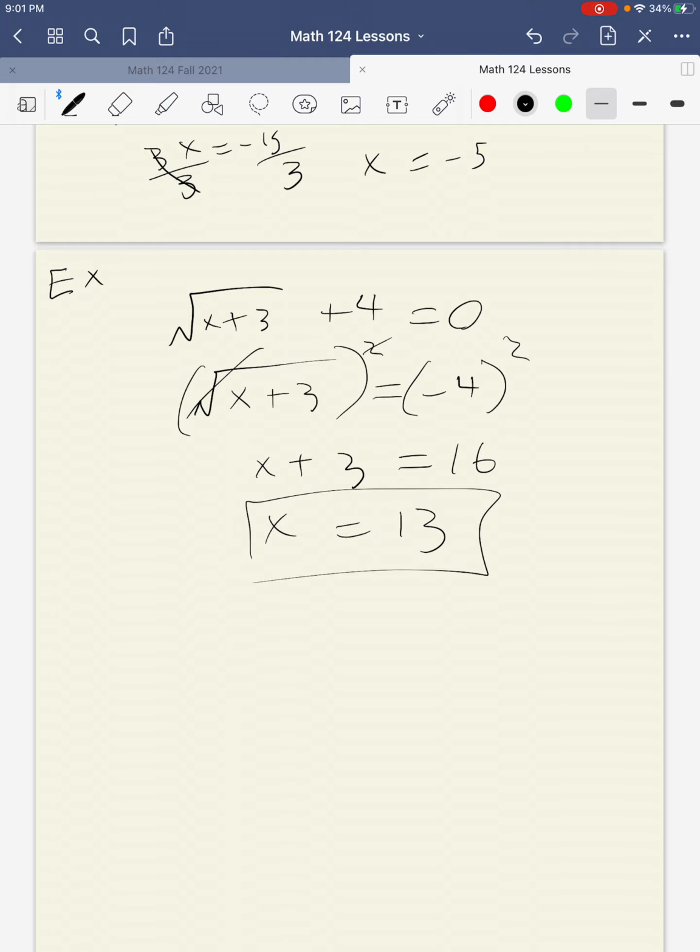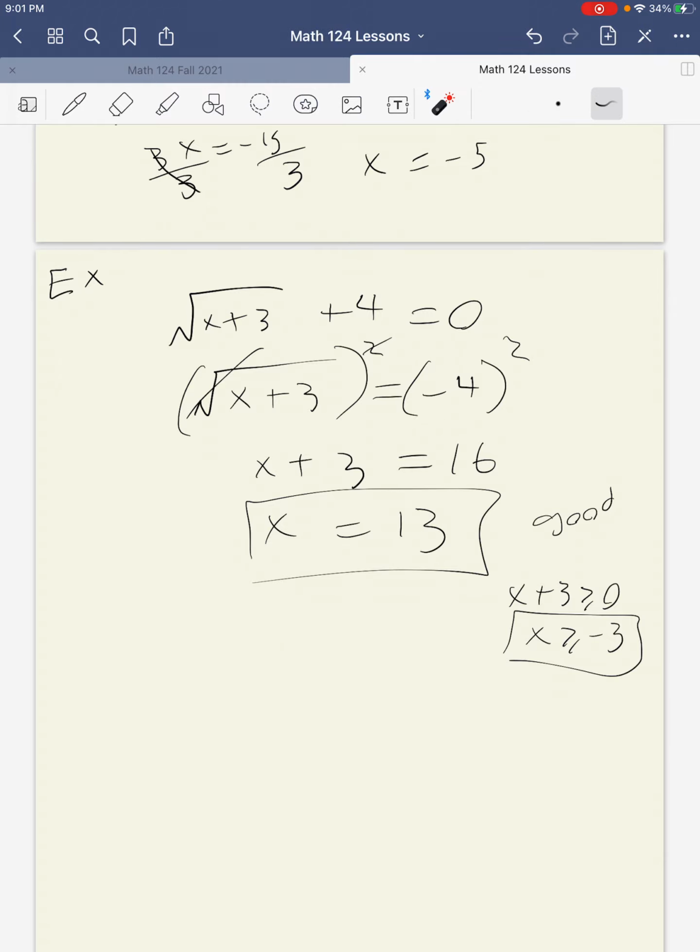You also have to be careful about domains in these problems as well, because sometimes your solution will not be in the domain. So let's be careful about the domain here. In here, x plus 3 has to be greater than or equal to 0. X has to be greater than or equal to negative 3. So we're good here because we had a domain restriction, but our solution satisfied the domain restriction. 13 is in fact greater than negative 3.